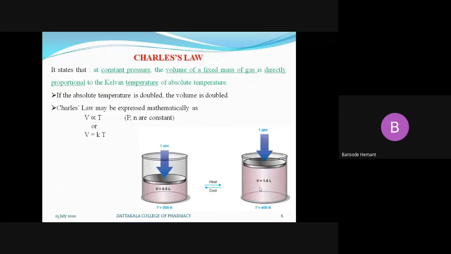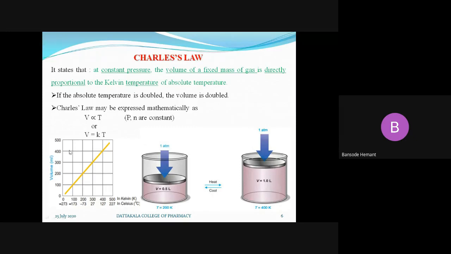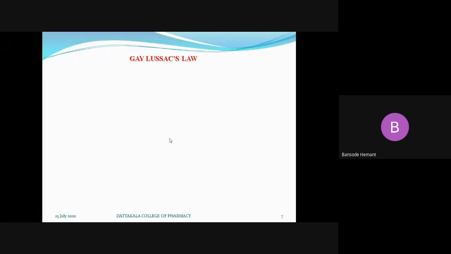moles. We can plot this graph, that is the volume and the temperature. Let us see. As soon as we increase the temperature, what will happen? The volume of gas is increasing. Initially here there is less volume, and at 100 we are getting more volume. That is, we are getting a straight line and we are getting the direct relationship between the temperature and volume. Next is Gay-Lussac's law.